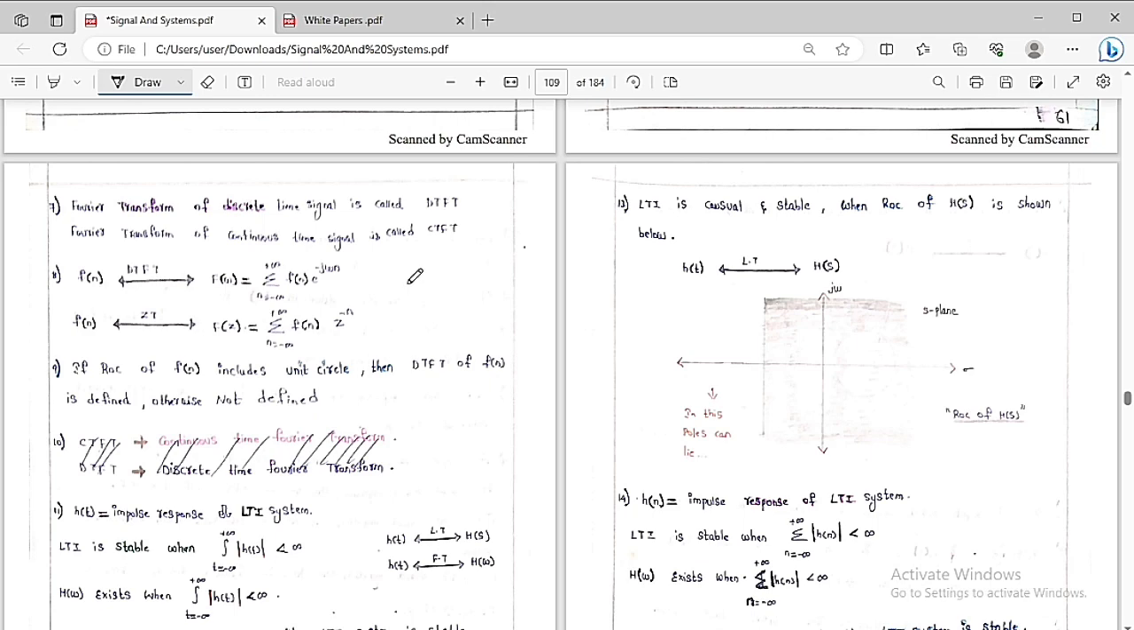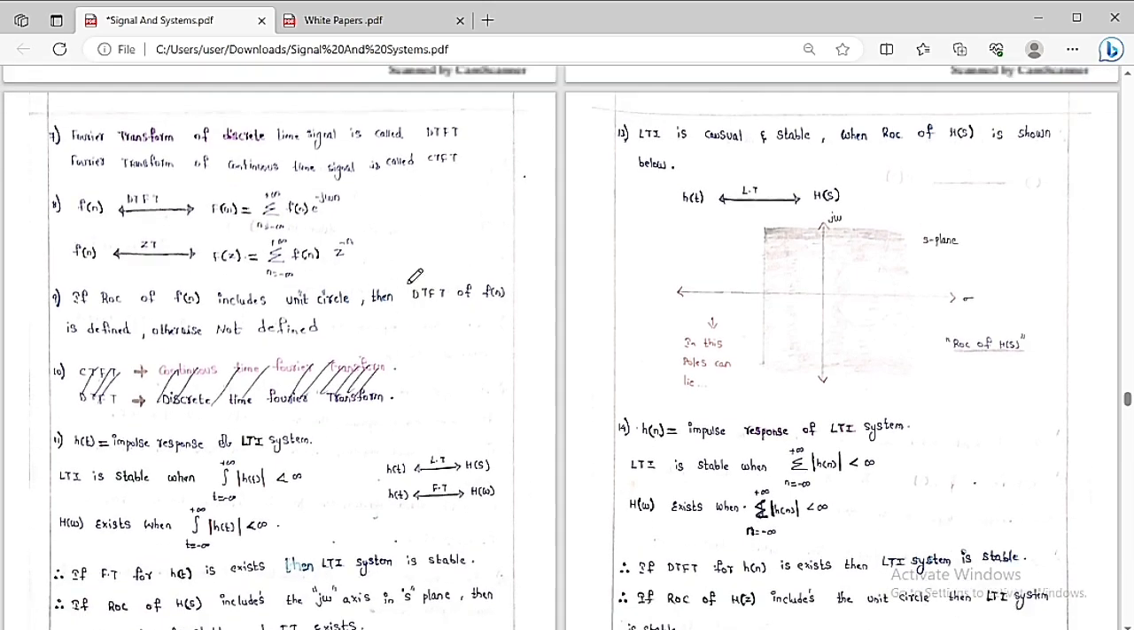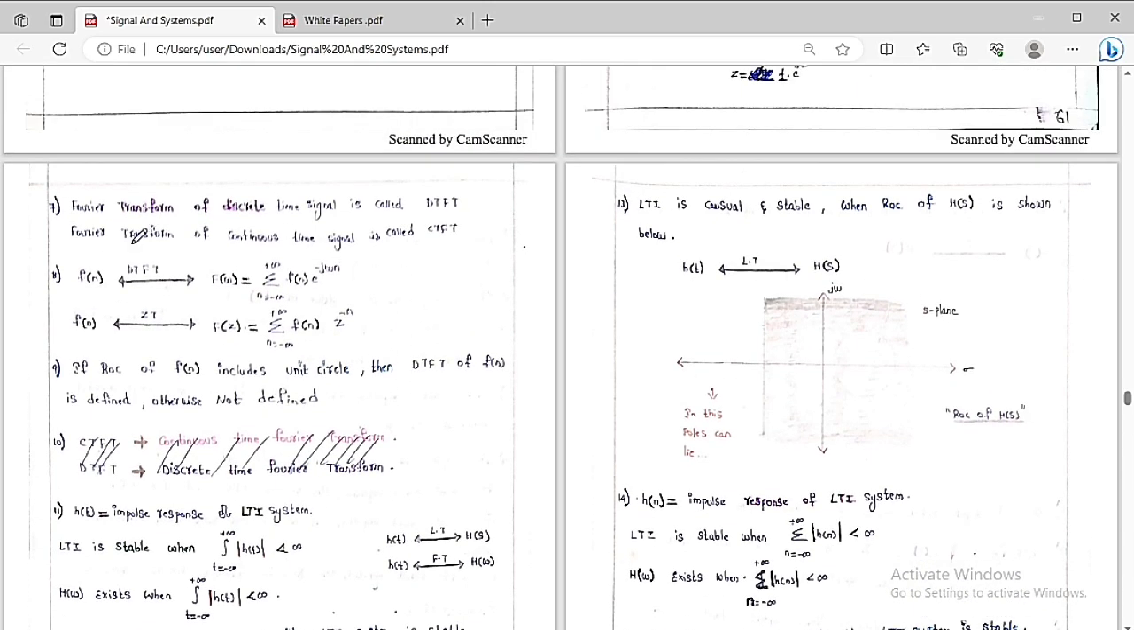Now we are going to discuss another important point, which is that the Fourier transform of the discrete time signal is called the DTFT, whereas the Fourier transform of the continuous time signal is called the continuous time Fourier transform. So this is a basic point. Therefore, the Fourier transform of a discrete time signal is called the discrete time Fourier transform, which is DTFT. And the Fourier transform of the continuous time signal is called the continuous time Fourier transform.